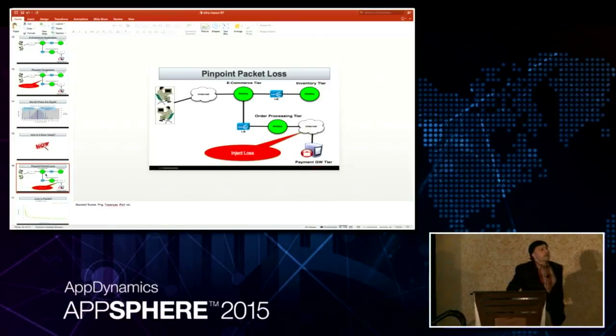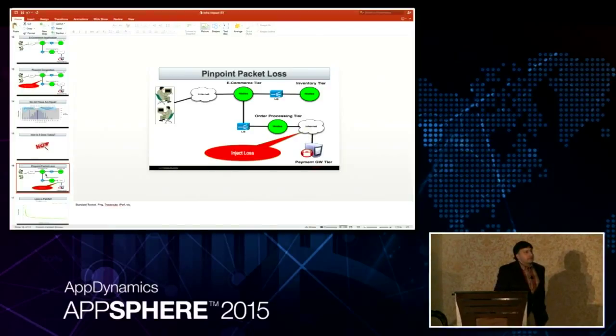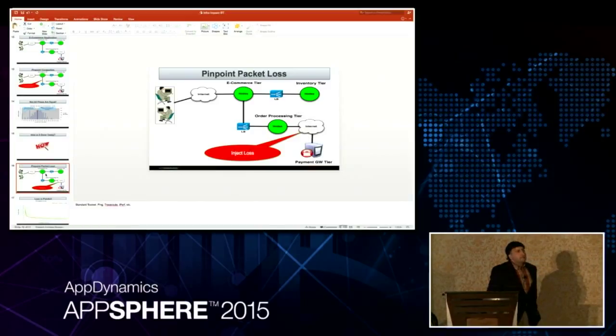That is correct. We're doing lightweight packet capture on every server. That's right, yeah. The tier that's talking to the database, that's where we're doing the captures.